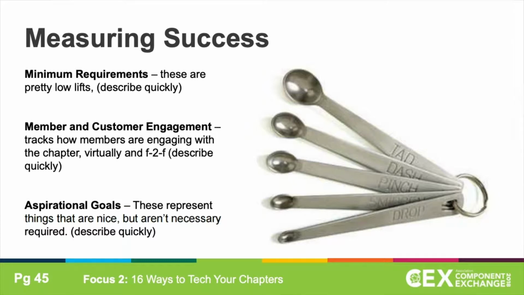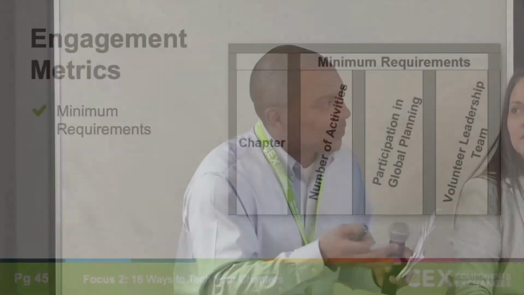Aspirational goals are the things that we're not necessarily required, but things that we really want our chapters to strive for. So again, we just changed that conversation. So just to run through some of the minimum requirements.